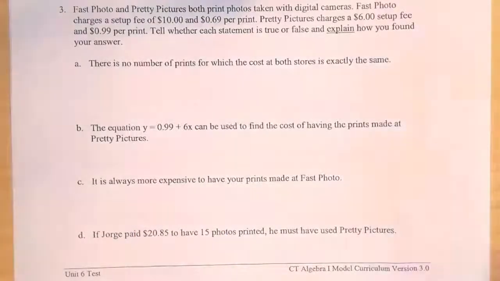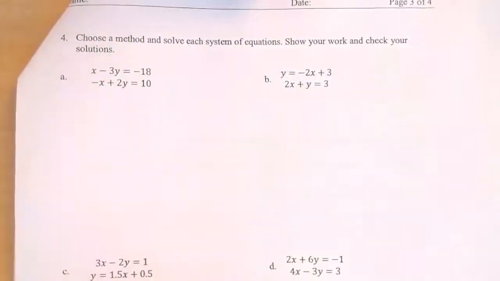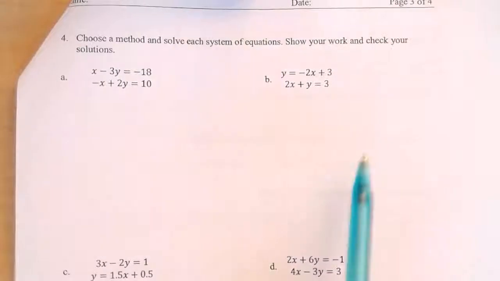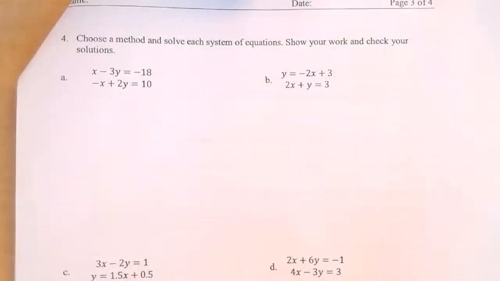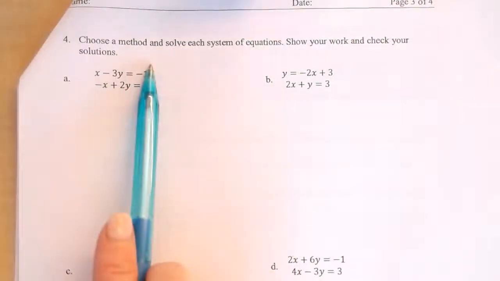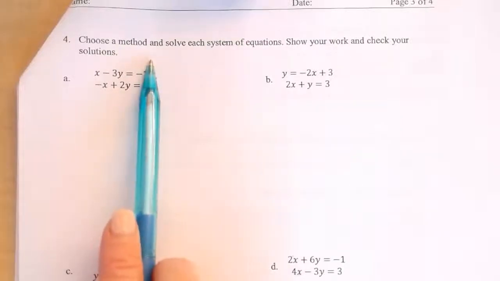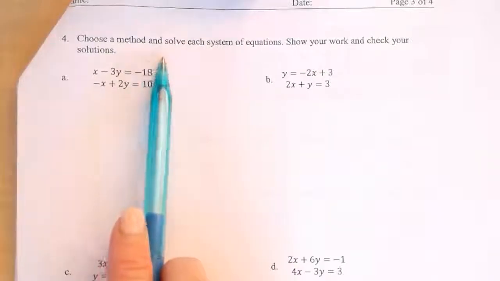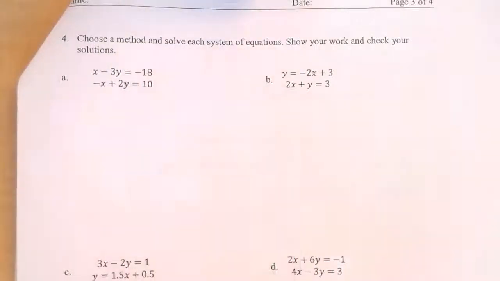All right, moving on to number 4. Okay, in this section here, they give you a variety of problems. There's actually 4 of them. They're asking you to choose a method and solve. That could be substitution, that could be elimination. If you want graph paper, you could be graphing. I would say be careful with your work here in this section.